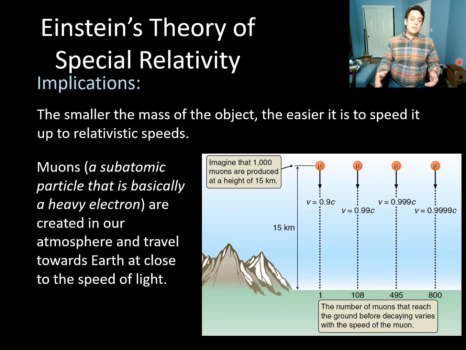These are relevant because they're created in our upper atmosphere when cosmic rays strike the atmosphere. And because they're so light, they travel near the speed of light as they move through the atmosphere. It turns out that we can detect these things, and so they give us a great test. We didn't even have to build an apparatus or a lab to create these muons.